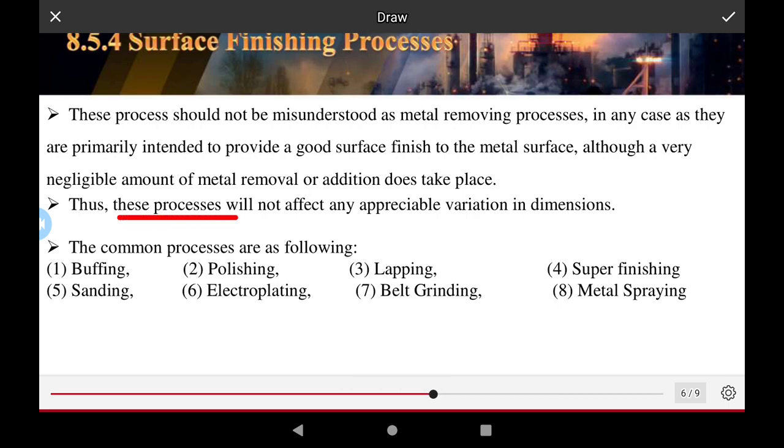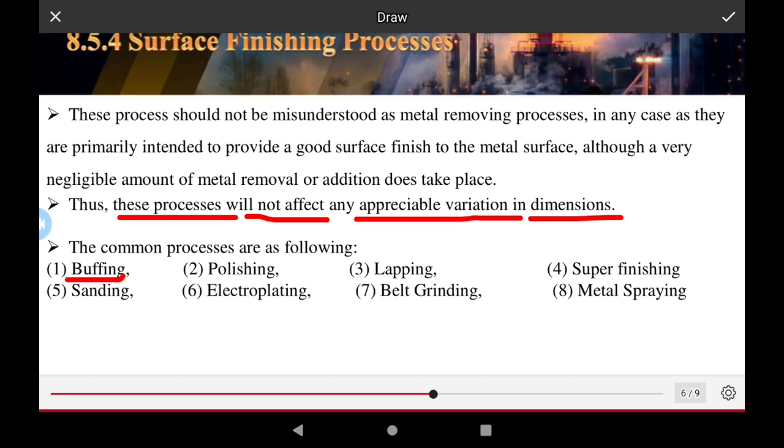These processes are not applicable to variation in dimensions. The common surface finishing processes are applied in many manufacturing operations. The first process is the buffing process, in which buffers are used on the material.